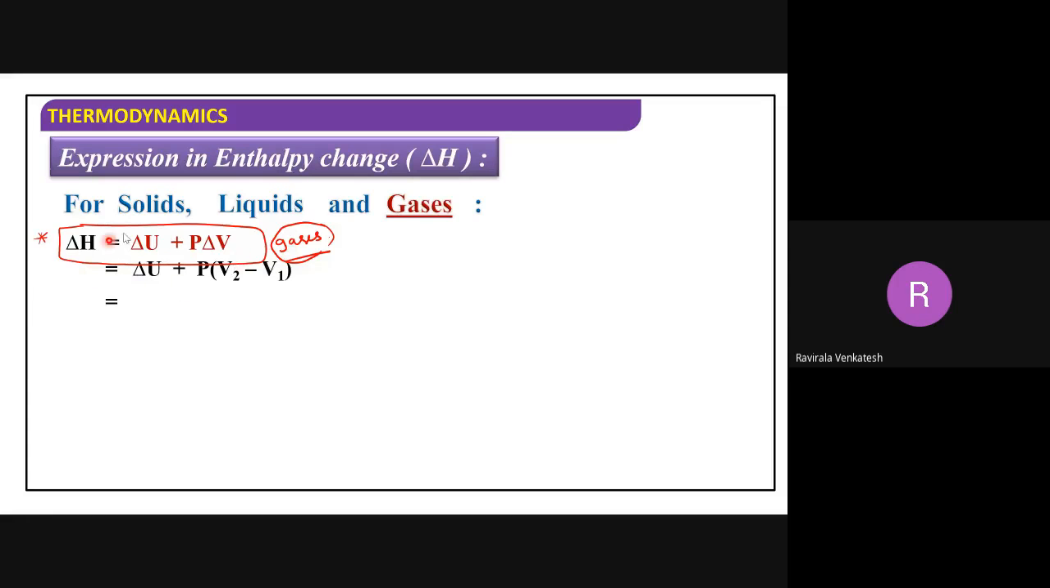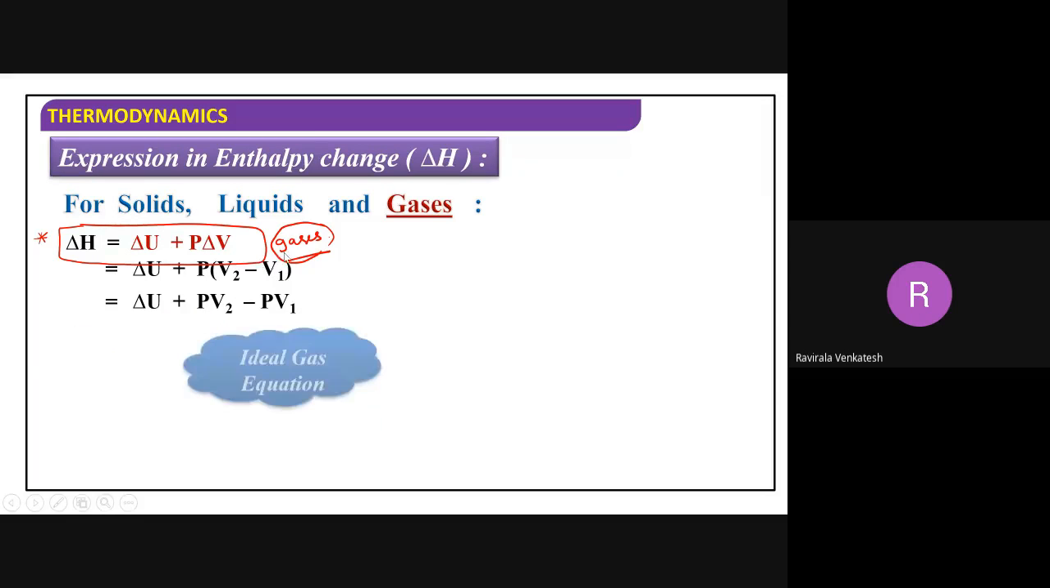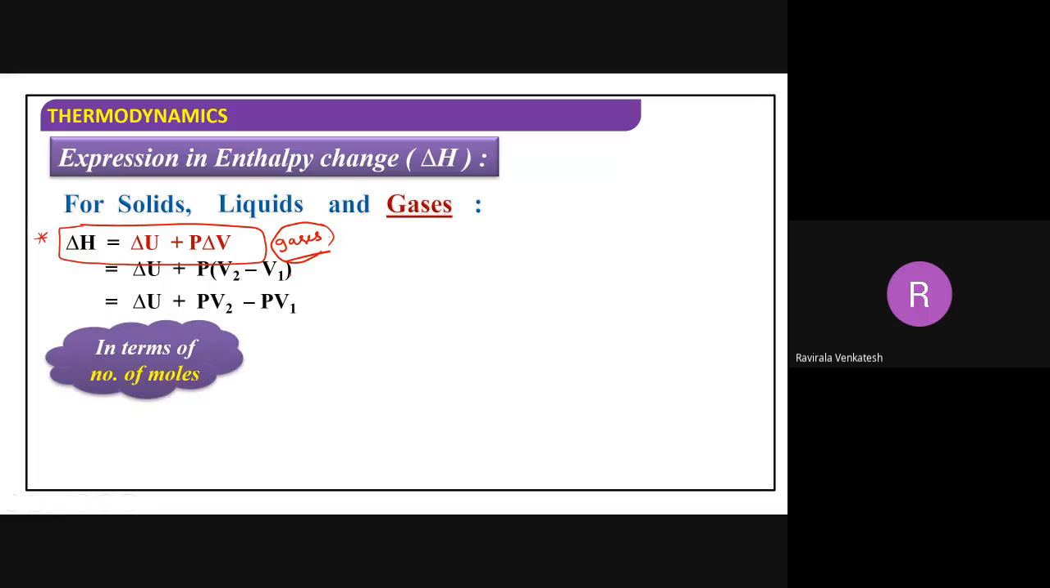Now, if you observe again, the change in the volume, delta V, is always equal to V2 minus V1. Then substitute this by multiplying P with V2 and V1, and we get this expression.